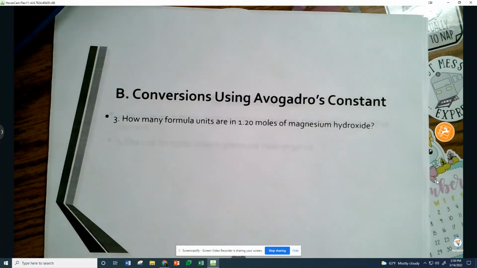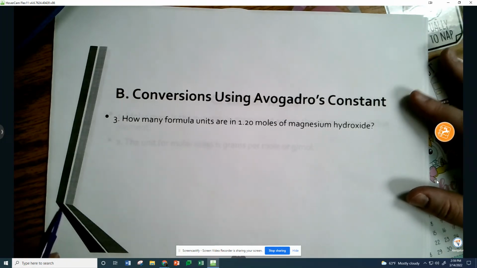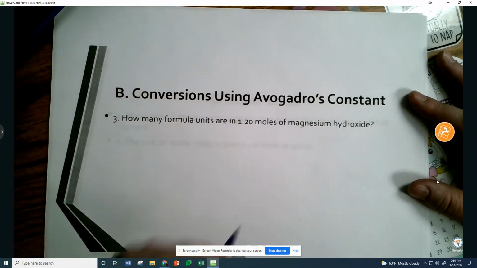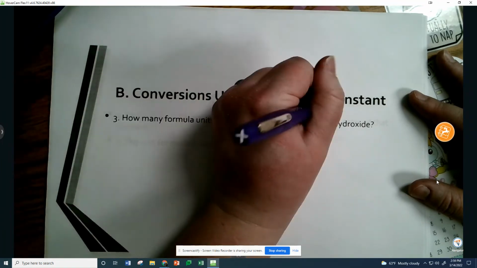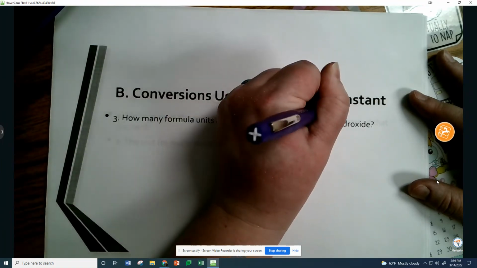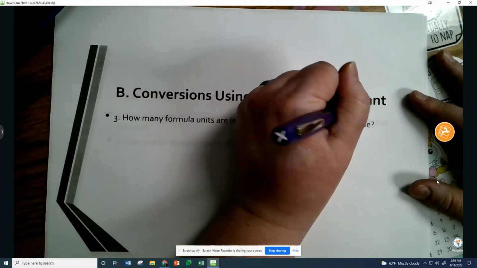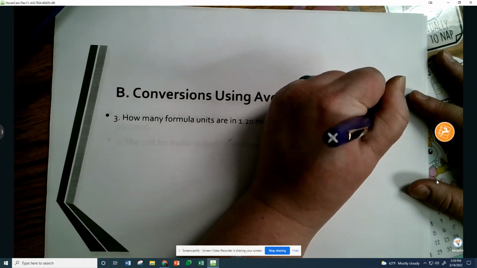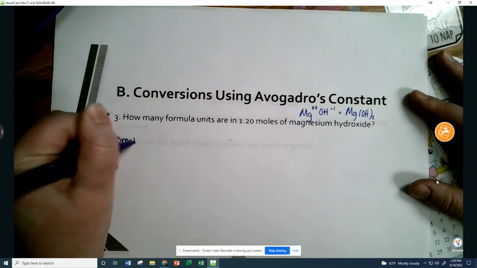In example 3, we're looking for formula units. This is the last remaining representative particle because again, this one's held together with ionic bonding. It tells me it's magnesium hydroxide, so I know magnesium is Mg. Periodic table tells me it's a +2. Hydroxide, according to the polyatomic list, is OH. It's a -1. So the formula of the compound we're working with is Mg(OH)2. So my given is 1.20 moles of it.